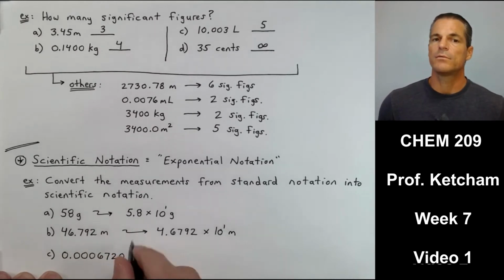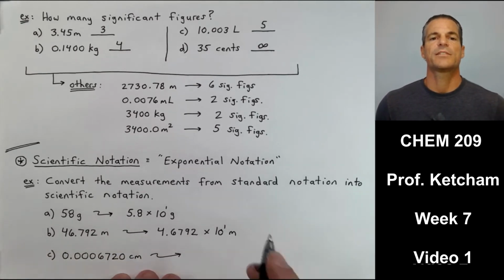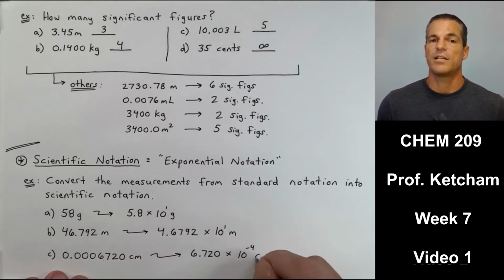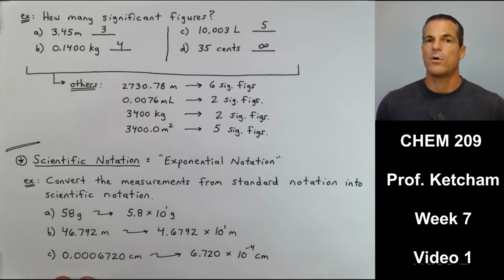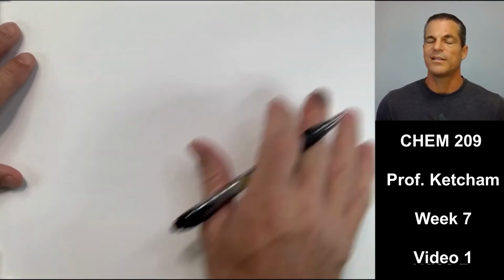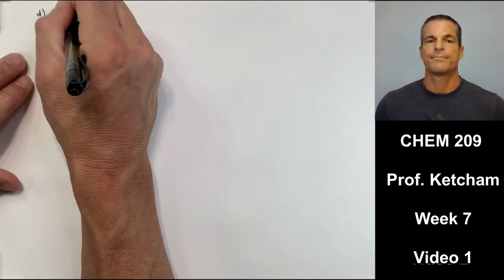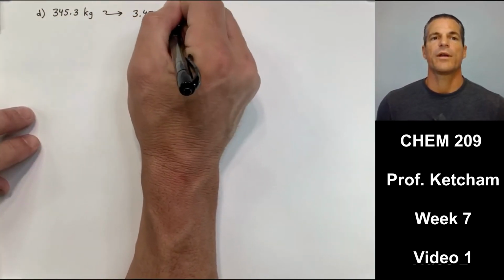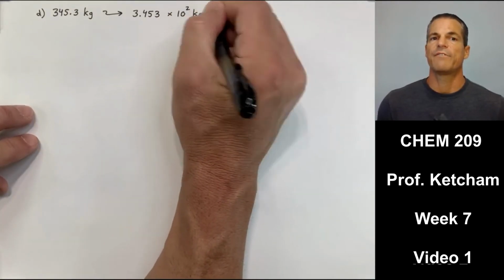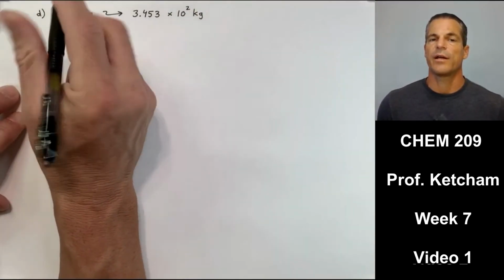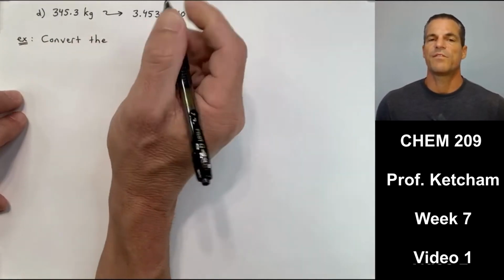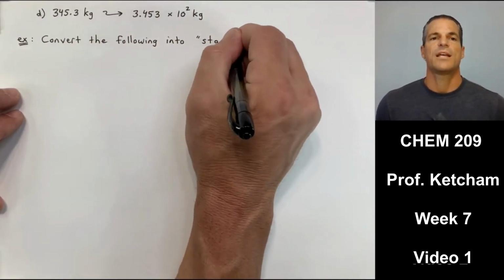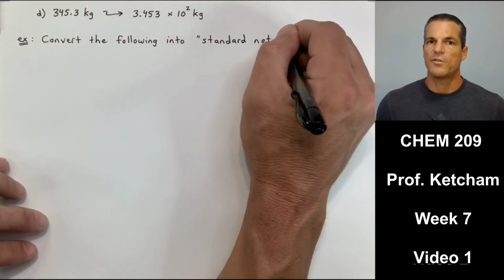0.006720 centimeters becomes 6.720 times 10 to the minus 4th centimeters. That base number has to always be between 1 and just under 10. Okay. D, 345.3 kilograms. This is 3.453 times 10 to the second kilograms. All right, the number of significant figures I start with is the number of significant figures I end up with. Next example. We'll do the other way now.